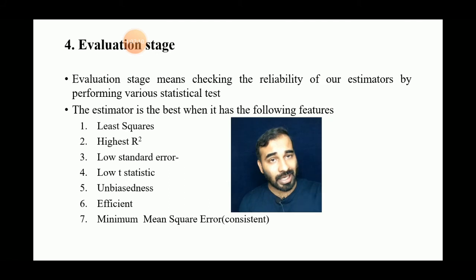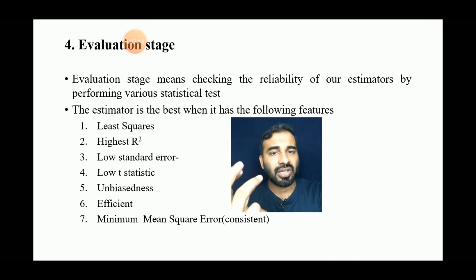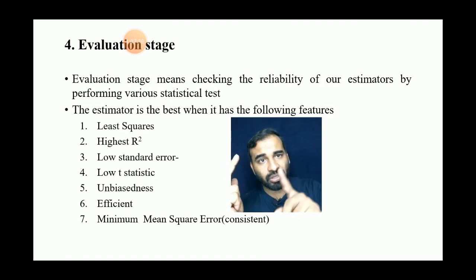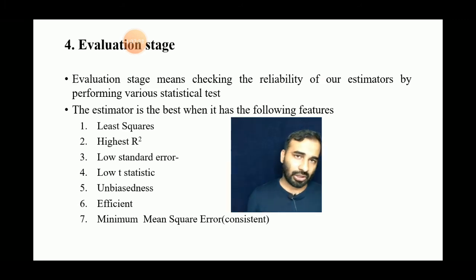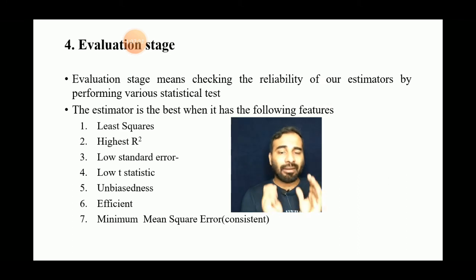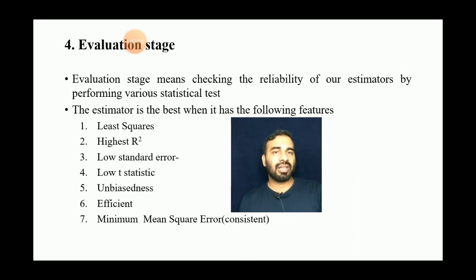How to evaluate? You have to check whether your estimator is least. You have to check whether your R square is highest or not. You have to check whether your standard error or variance is low or not. You have to check whether your t statistic is close to 2 or not. You have to check whether your estimator is efficient, unbiased, has a minimum mean square error, or is consistent. So you have to check all these criteria. All these criteria we will discuss later in detail.